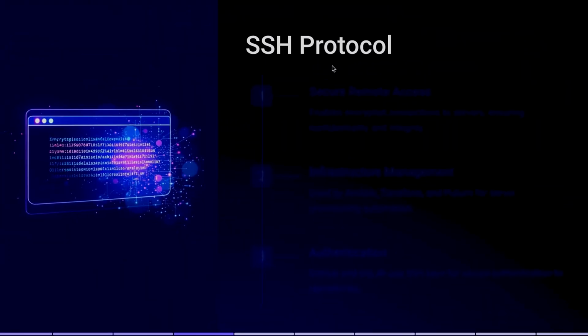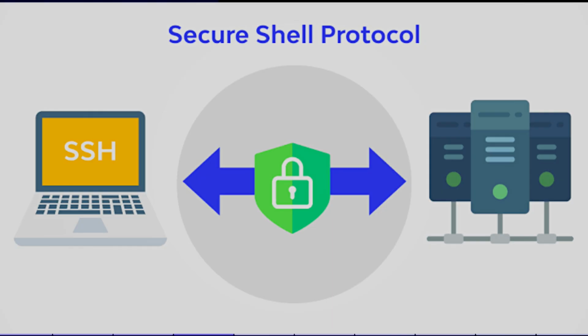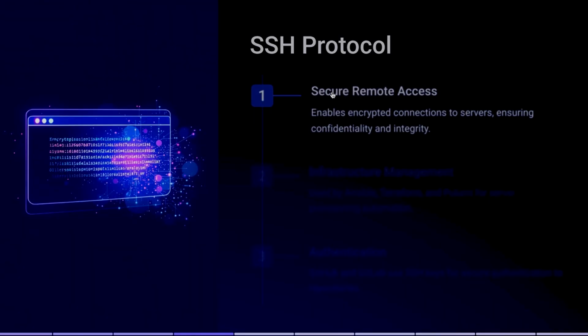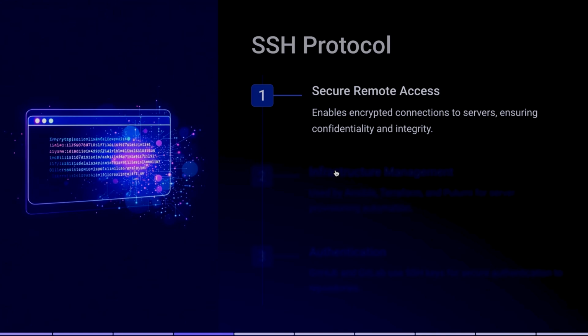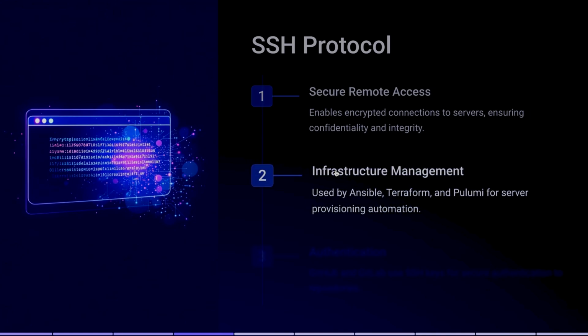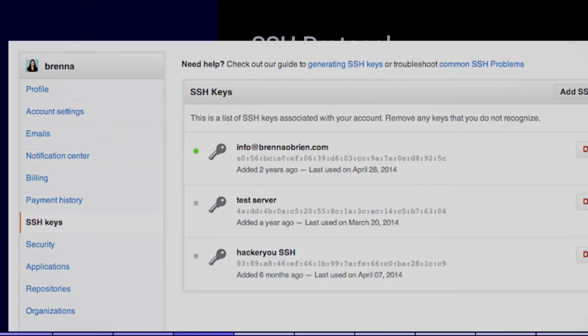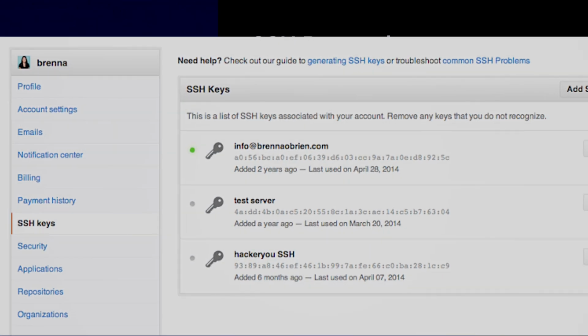Now let's learn about security and authentication protocols, starting with SSH. SSH is a secure protocol used for remote access and administration of servers. It provides encrypted communication between a client and a server, preventing unauthorized access. In DevOps, SSH is used for securely connecting to cloud servers, managing infrastructure remotely, and executing automated deployments using tools like Ansible. Many version control systems, including GitHub and GitLab, allow developers to authenticate and push code securely using SSH keys.